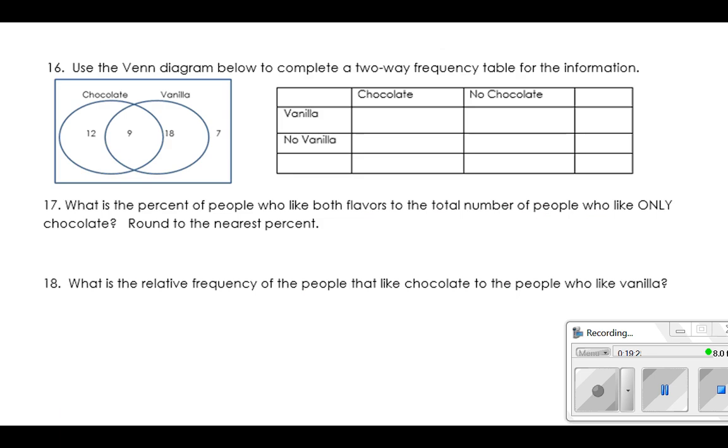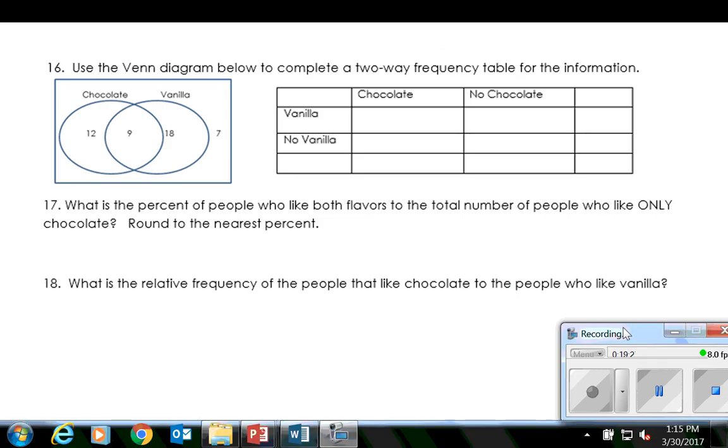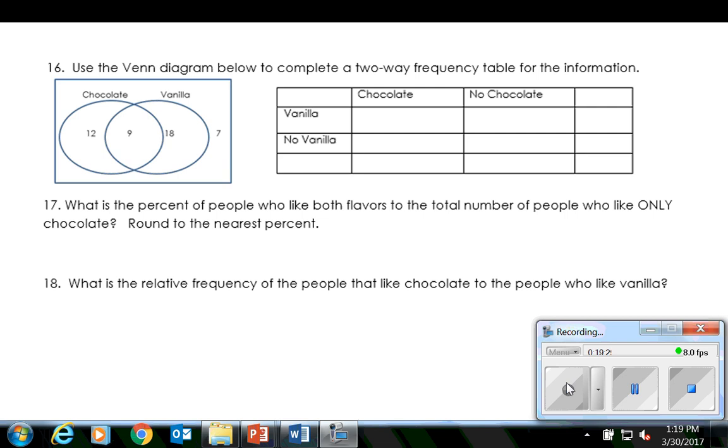All right, 16 through 18 are next. Question 16, it says use the Venn diagram below to complete a two-way frequency table for the information. So we're looking at chocolate and vanilla. So we have our two categories set up, chocolate, vanilla, no chocolate, no vanilla.